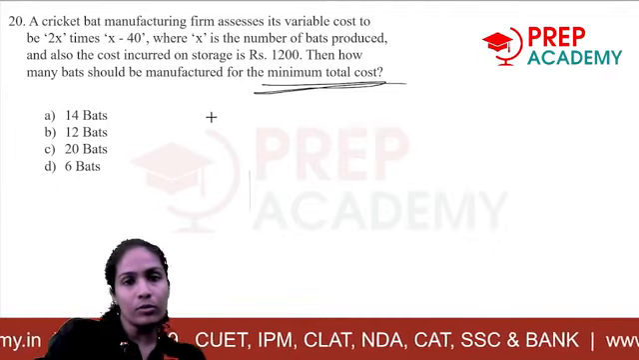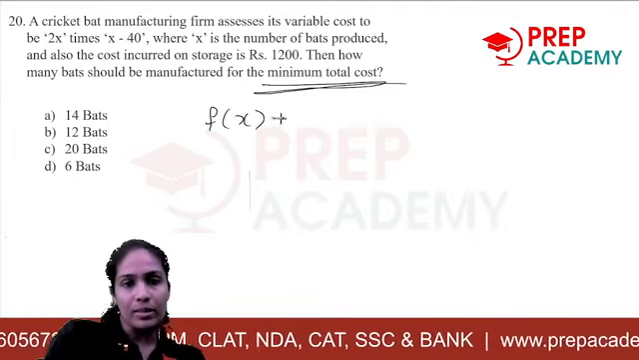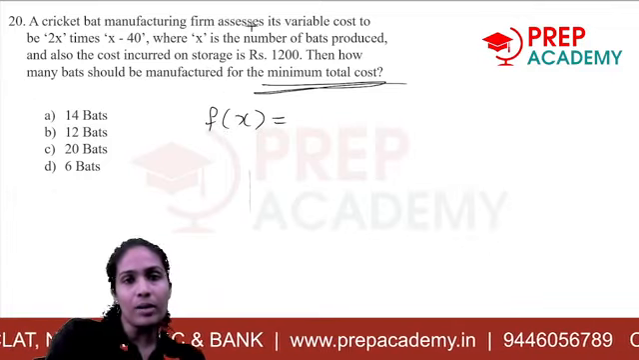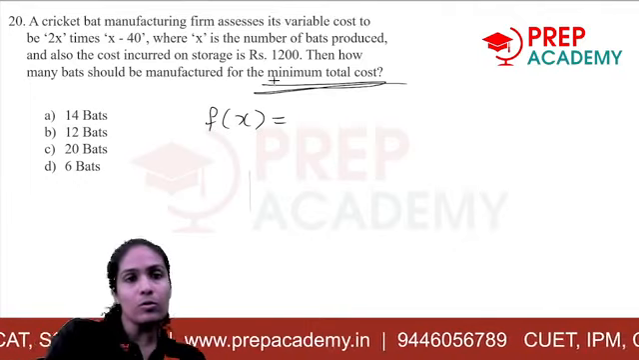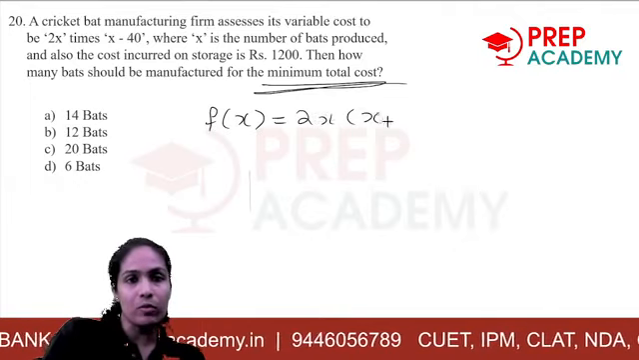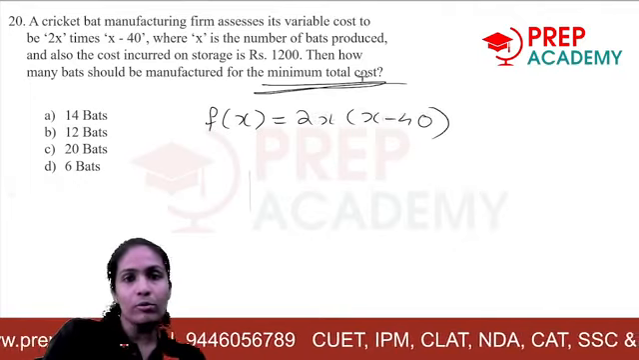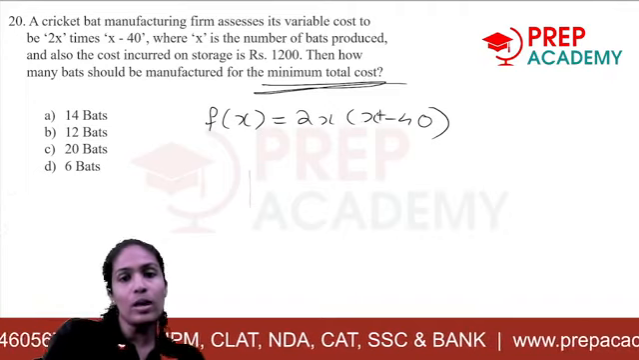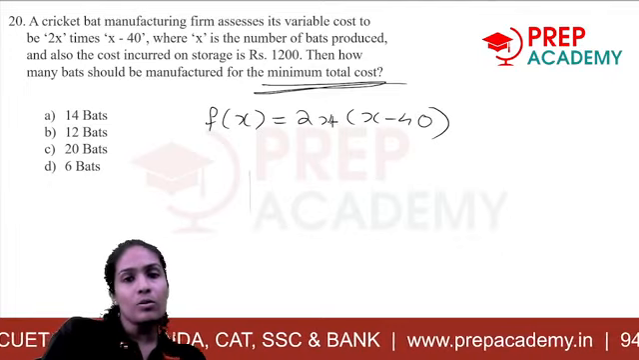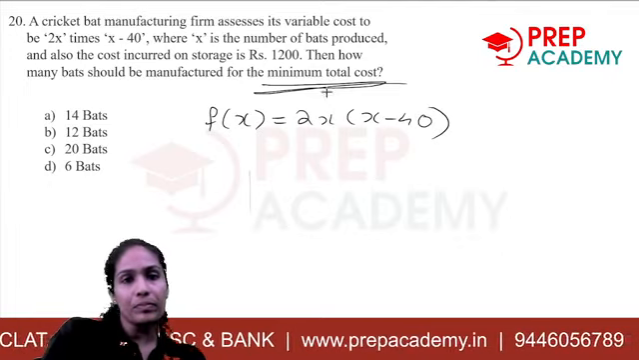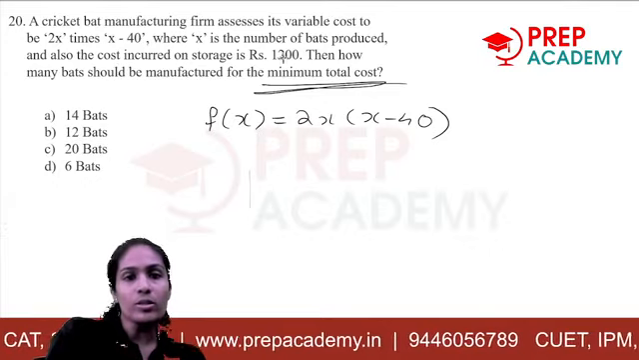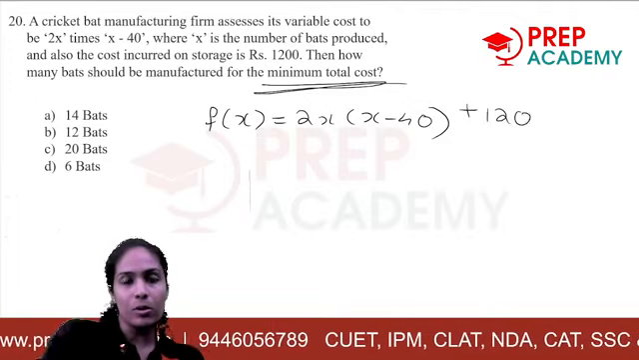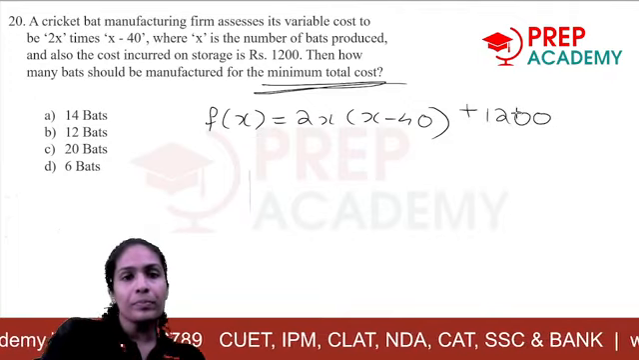So you just have to find the minimum. So find the function here. A cricket bat manufacturing firm accepts its variable cost to be 2x times x minus 40, where x is the number of bats. So you have to minimize this cost. So this is a cost function, and the function is 2x into x minus 40. And also the cost incurred on storage is rupees 1200. So the additional charge is plus 1200. This is the cost of storage.